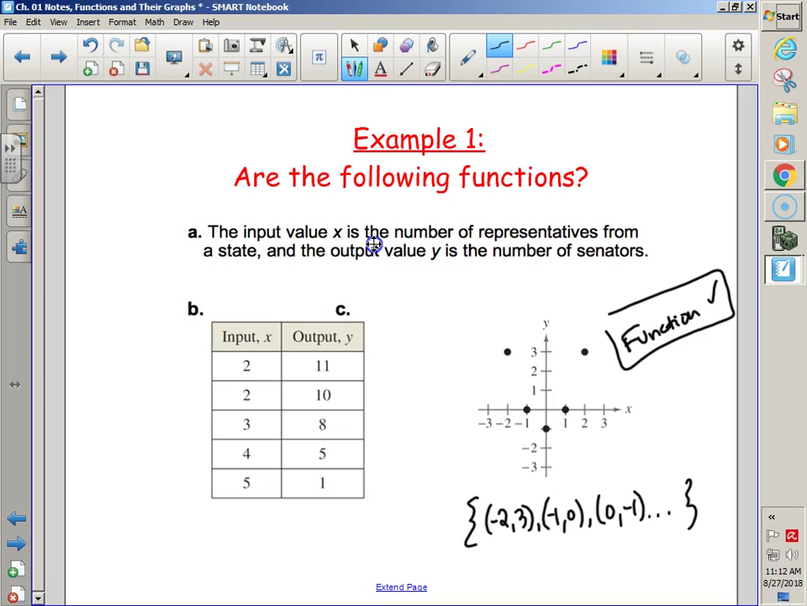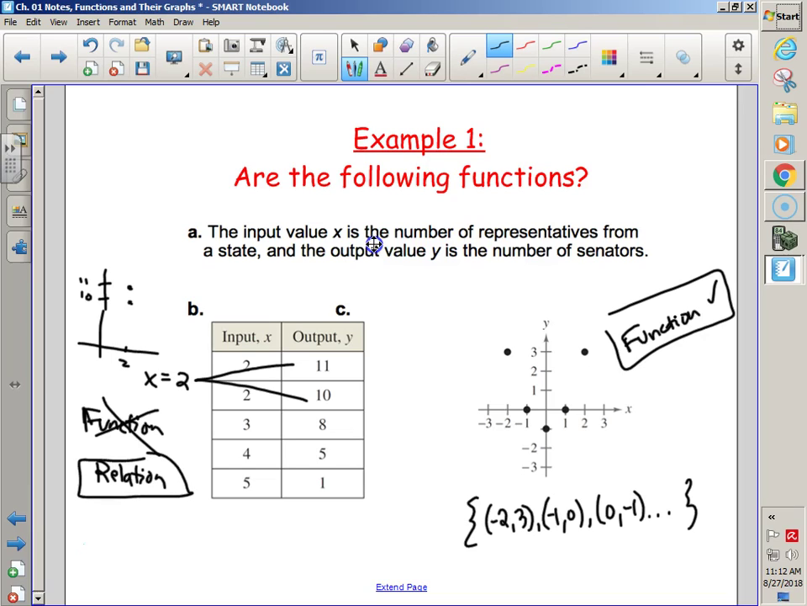What do you guys think? Pass or fail? For letter B. Mm-hmm. Because one x value goes to 2 different y's, right? So if I was to graph that, I would have... right? Fail. So it is a relation, check, but is it a function? No. So we could say it's only a relation. It's only a relation.